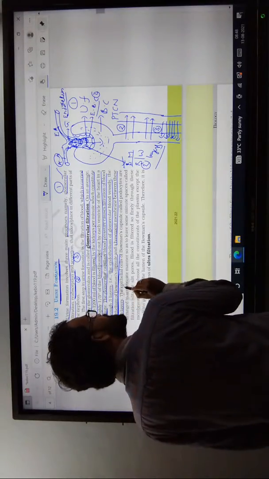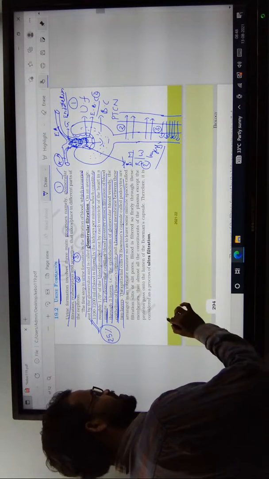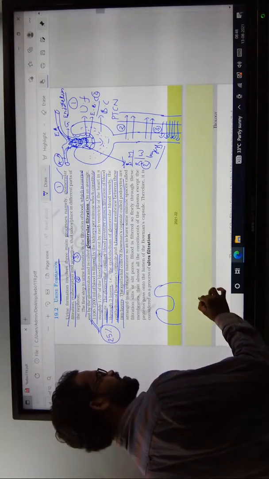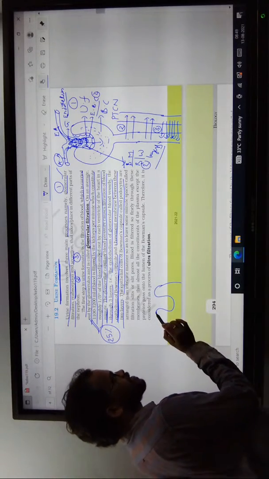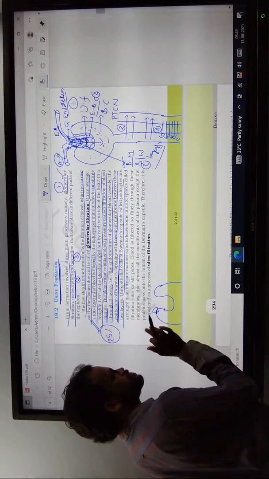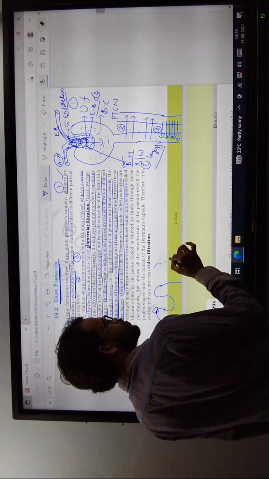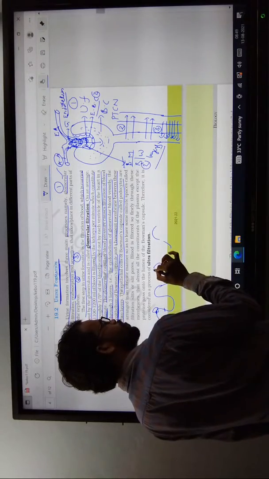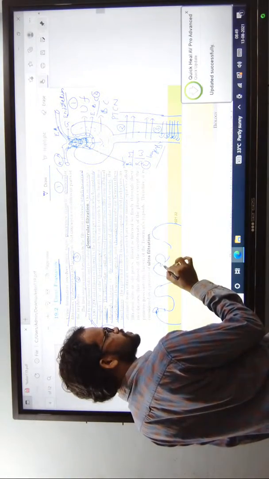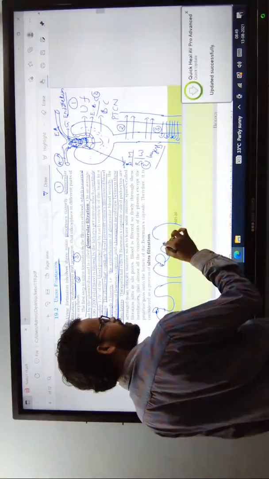Next one. The epithelium cells of the Bowman's capsule are called podocytes. These are the cells like this. See how the podocytes are arranged and located. What are podocytes? These cells look like a foot shape.